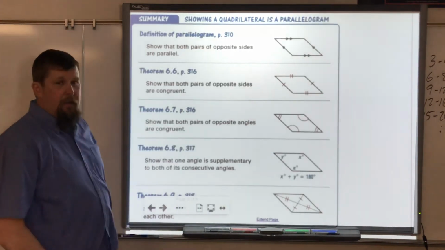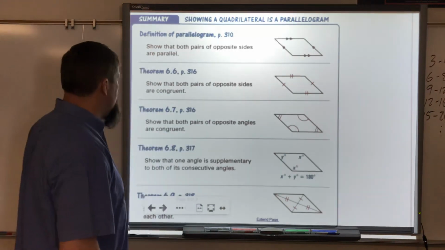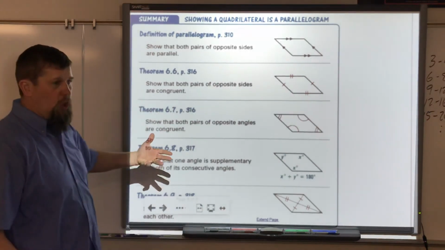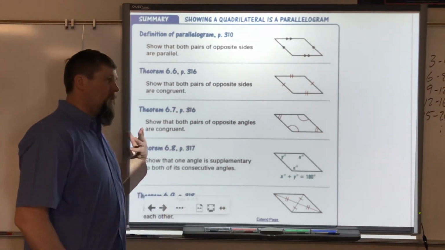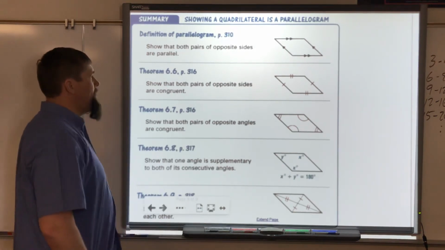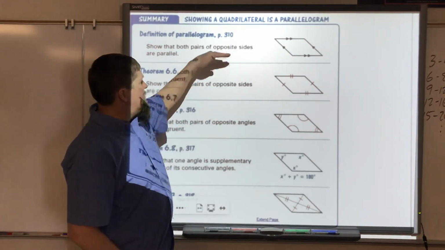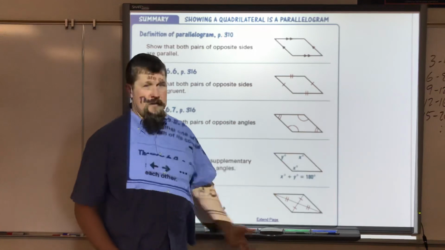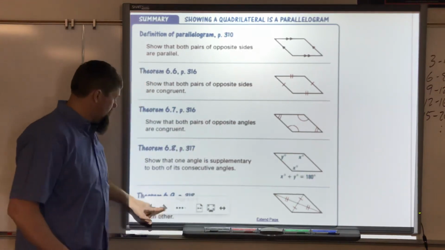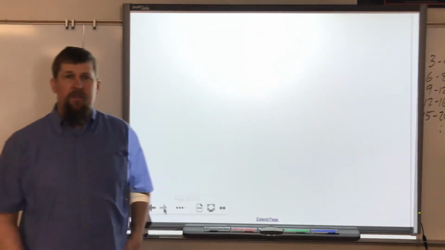All right, here again is a summary page of all the different things to be able to show whether a quadrilateral is a parallelogram. If you know any of these things, you know that that is a parallelogram. And that's it for section 6.3.